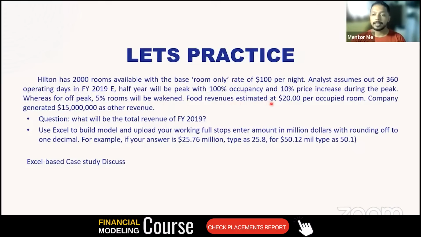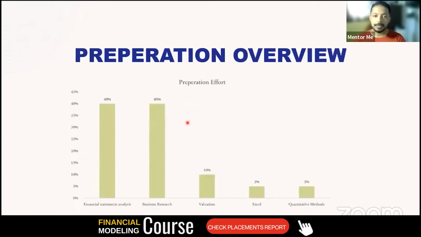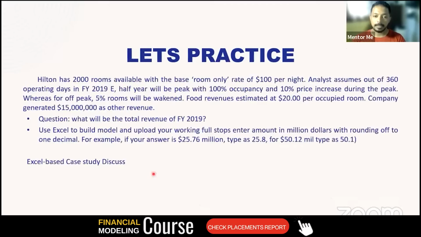Food revenues estimated at $20 per occupied room. Company has generated 50 million as other revenue. What will be the total revenue for FY 2019? Now look at my objective of showing you this case study, okay, is the fact that there is no mention of valuation. And that's precisely why I said that the focus has to be on financial statement analysis, right? And basic understanding of business. Because if you don't understand this, there is no way you can actually make this case study, right?